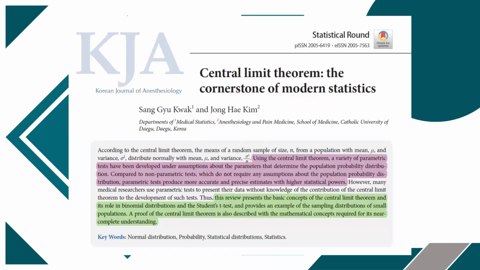Central limit theorem, the cornerstone of modern statistics. According to the central limit theorem, the means of a random sample of size n from a population with mean mu and variance sigma squared distribute normally with mean mu and variance sigma squared over n. Using the central limit theorem, a variety of parametric tests have been developed under assumptions about the parameters that determine the population probability distribution. Compared to non-parametric tests, which do not require any assumptions about the population probability distribution, parametric tests produce more accurate and precise estimates with higher statistical power. However, many medical researchers use parametric tests to present their data without knowledge of the contribution of the central limit theorem to the development of such tests.